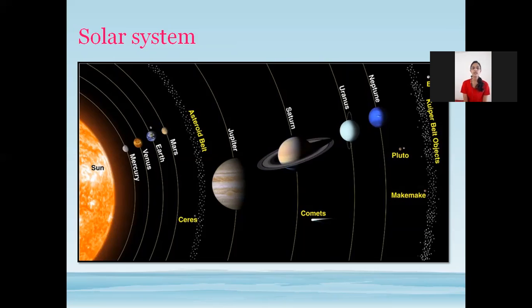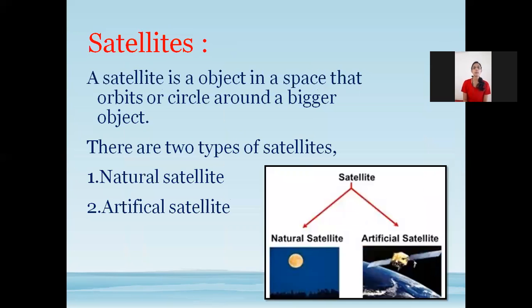Before, I mentioned the moon, Earth's moon. What does moon actually mean? So, let's understand what the moon is. The moon is basically a satellite. Then, what is a satellite? A satellite is an object in space that orbits or circles around a bigger object. Means a smaller object revolving around a bigger object is called a satellite.